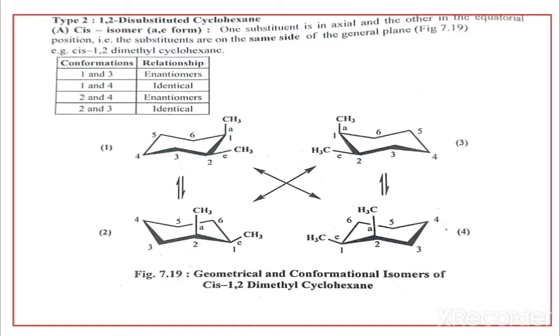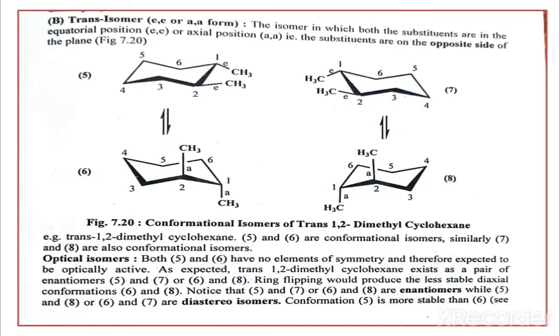This is about cis-1,2-dimethylcyclohexane. Now the next, the trans-1,2-dimethyl isomer. The trans isomer means the equatorial or the axial form. In the trans form, there is the isomer in which both substituents are in the equatorial position. Here I have shown both the substituents at the equatorial position or the axial position.